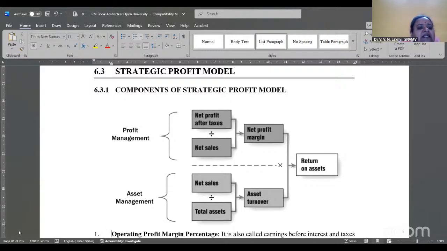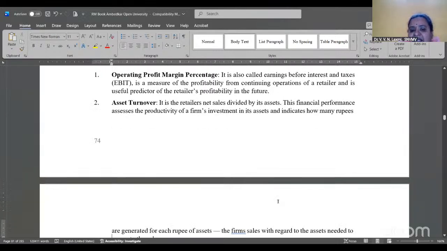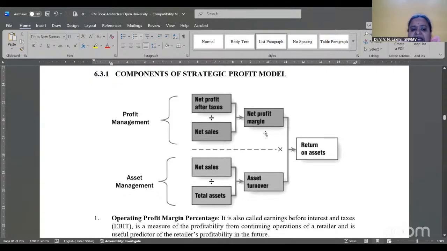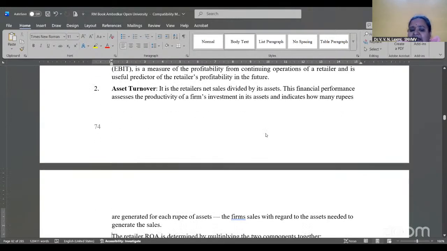Let me use a highlighter. And looking at the asset management, the retailer has to divide net sales by total assets, where we get the asset turnover. So net profit margin, when multiplied by asset turnover, gives the retailer the return on assets. So the retailer will look at whether they are able to get operating profit margins, because if the net profit margin is positive, then we call that the operating profit margin. Then look at the asset turnover.